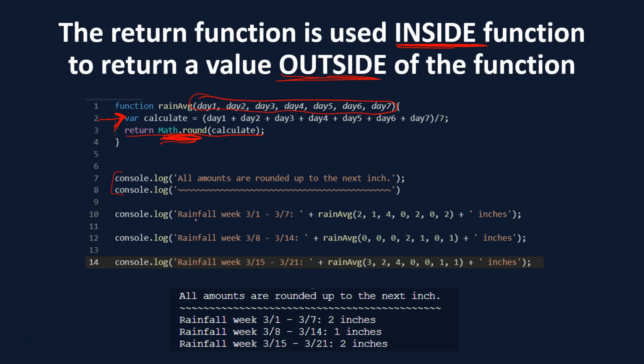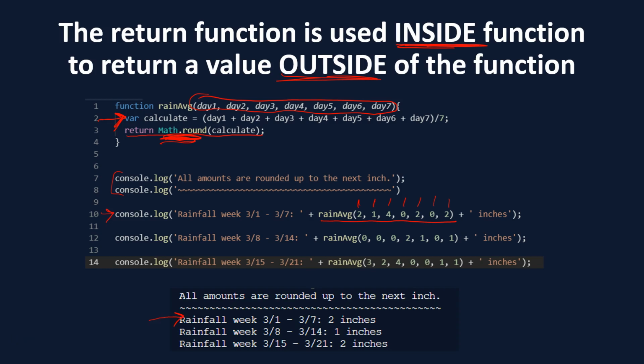So I'm console logging right here. So console log rainfall for the week of March 1st to March 7th. I am making up these numbers. So I'm calling the function right here and I'm adding in the numbers for the parameters. So this is day 1, day 2, day 3, day 4, day 5, 6, and 7. So rain average, and then those numbers, and then concatenating all of that together. And then we would have something that would look like this. So rainfall week of 3/1 to 3/7 is 2 inches.